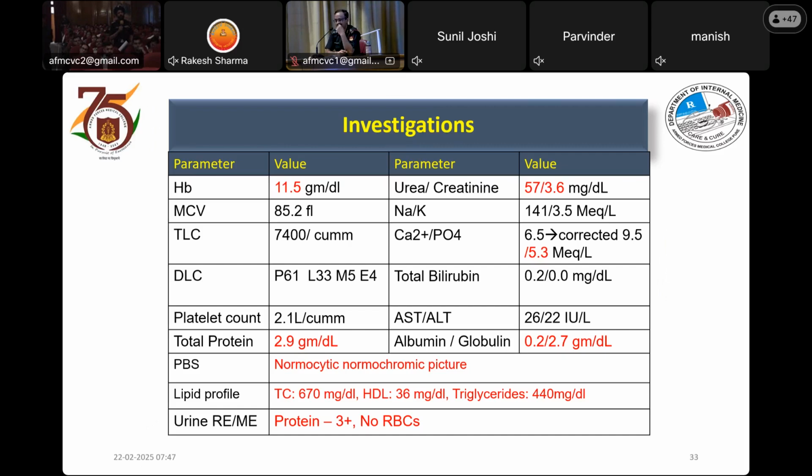Then lipid profile shows dyslipidemia, in terms of total cholesterol raised to 670, HDL low at 36 milligram per deciliter, and triglyceride raised to 440 milligram per deciliter. Why do lab reports not mention LDL? Sir, till triglycerides are 400 milligram per deciliter, we calculate the LDL and then we mention it, sir.